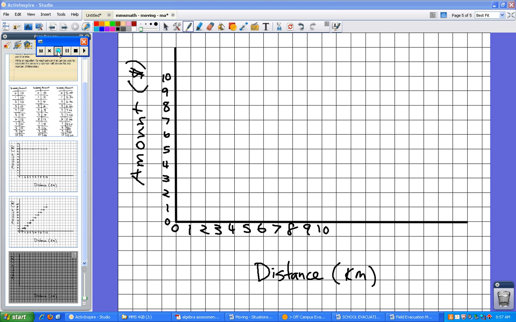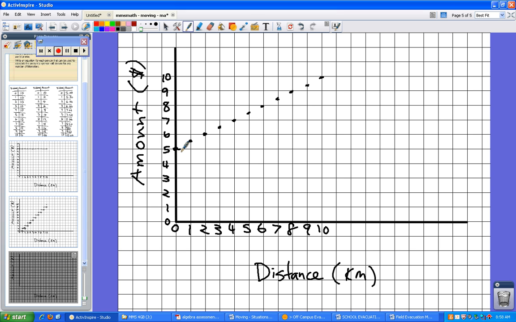Okay, let's see. Alana has $5 before the race, the walkathon. At 1 kilometer, she now has $5.50. At 2 kilometers, $6. At 3, we go up to $6.50. Last question, do we connect the dots? No, again, it's the same idea. She doesn't get any more money until she hits the next kilometer.